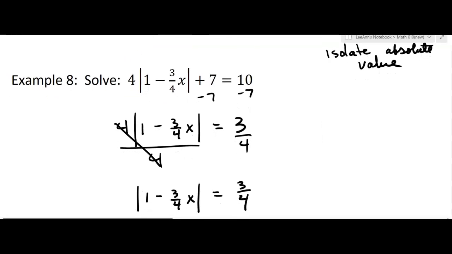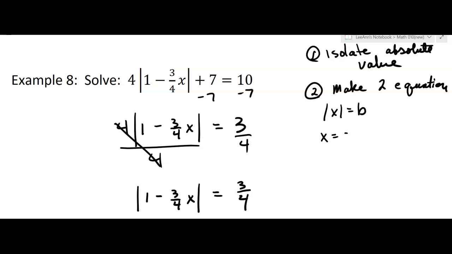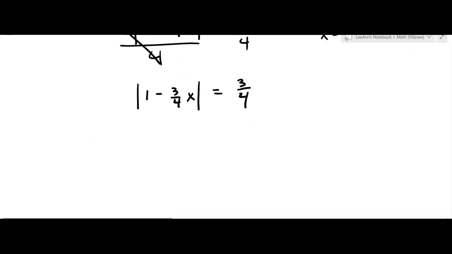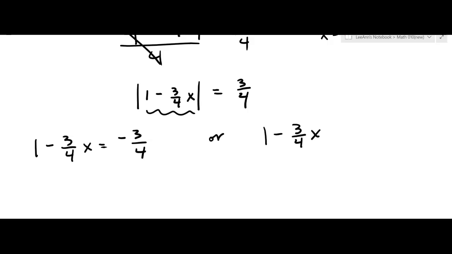So after you get it isolated, so that's step 1, then you're going to make two equations. So if you have the absolute value of x equals b, then you're going to have x equals negative b, I usually put the negative one on the left, or x equals b. So you're going to have two separate equations. Okay, so here's my absolute value part. I'm going to have 1 minus 3/4 x equals negative 3/4. So I'm going to put that negative case on the left, or 1 minus 3/4 x equals the positive case, could just equal positive 3/4.